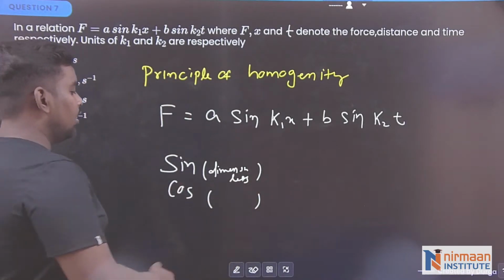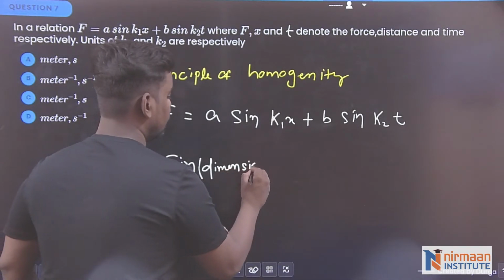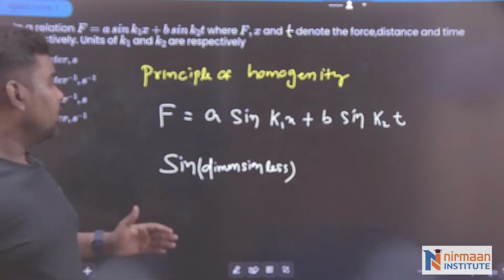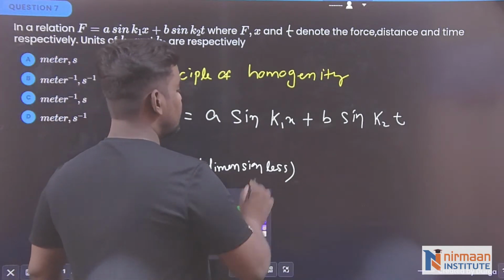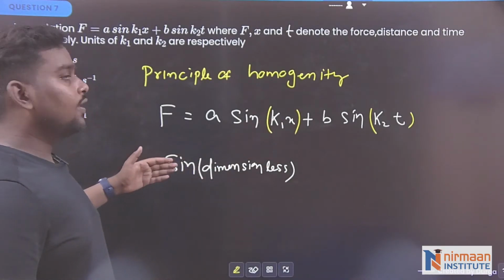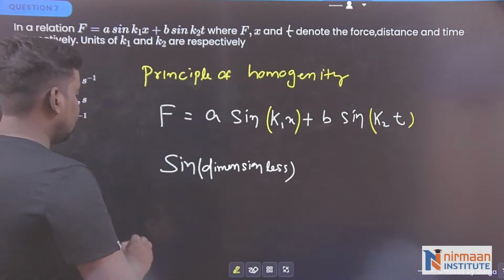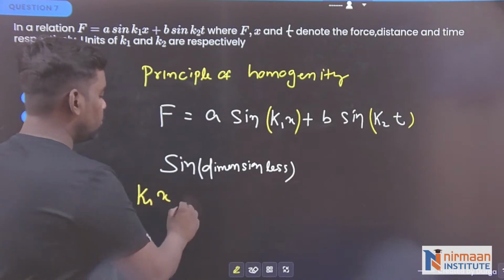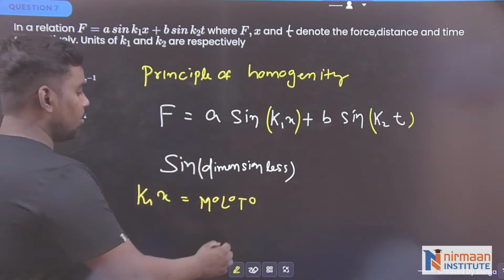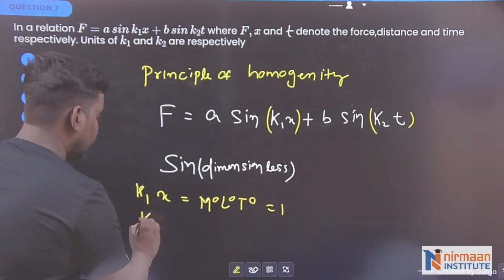Okay, let me write clearly. Whatever it is, sine, cos, tan, cot, any trigonometric function comes with a dimensionless theta. So from this logic, k1x must be dimensionless, and k2t must be dimensionless. So k1x has dimension M0 L0 T0, which means it is 1. So k1 into x is equal to 1, so k1 is 1 by x.